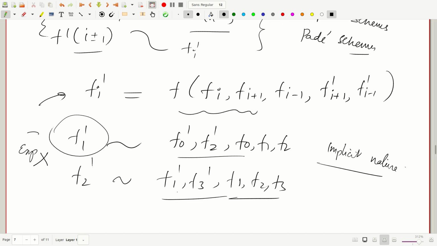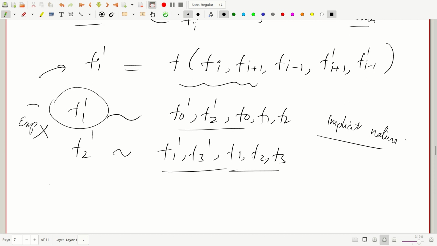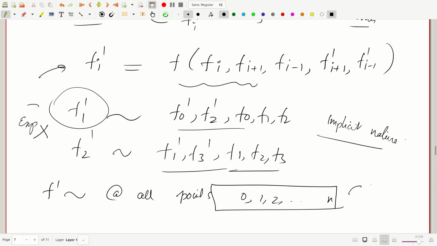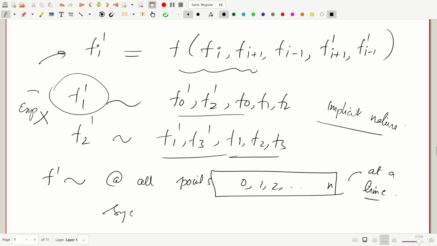So when you express such an implicit derivative, you will get all the derivatives at all the points, that is all the way 0, 1, 2 all the way to n, all at a time. Okay, that means you will end up solving a system of linear equations to obtain the solution for f prime, which was absent in the context of explicit finite difference methods.